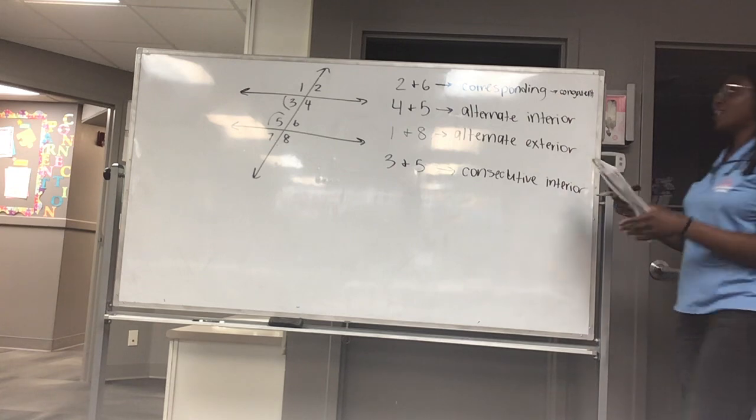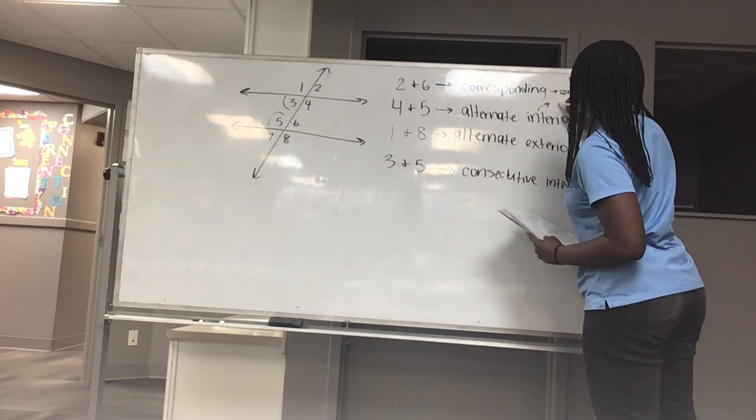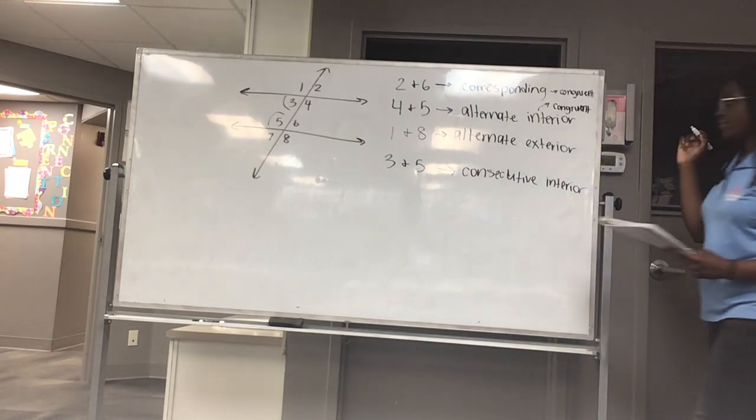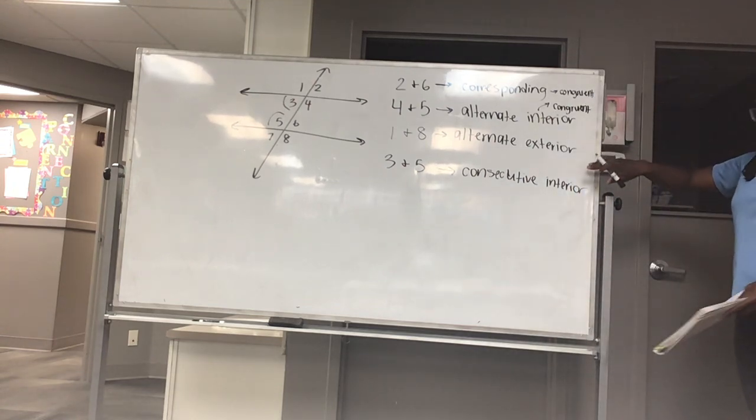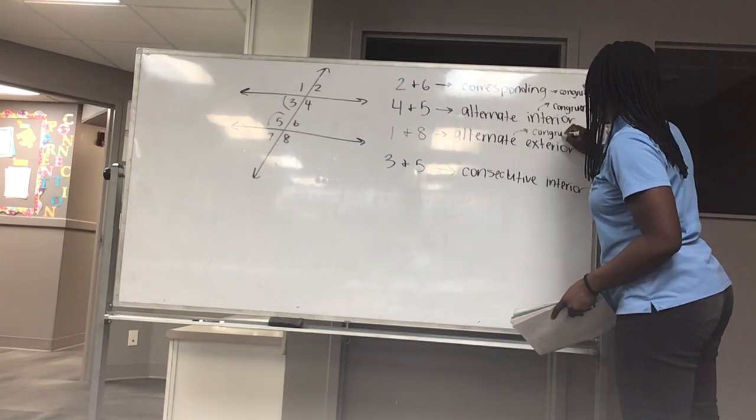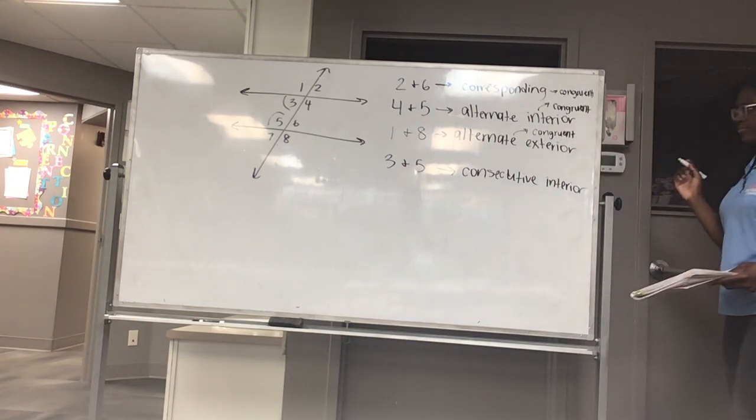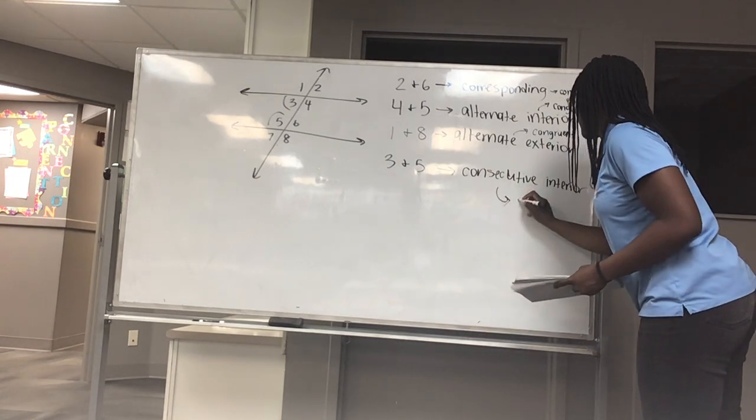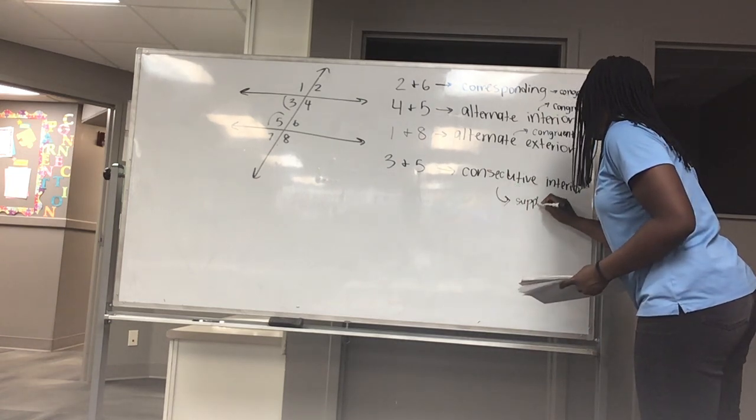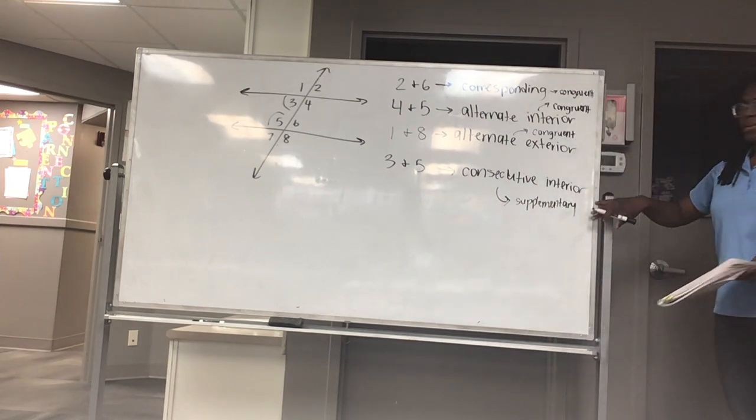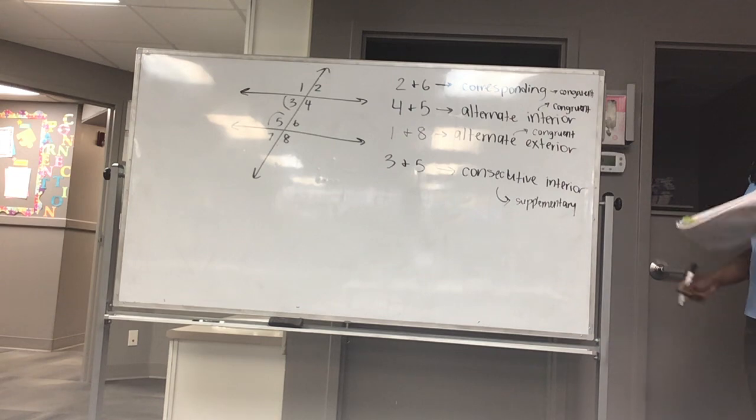Our alternate interior angles are also congruent. Alternate exterior angles are congruent. And then consecutive interior angles are supplementary. So remember that meant they add up to 180 degrees.